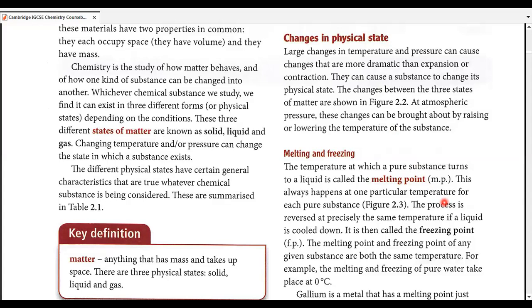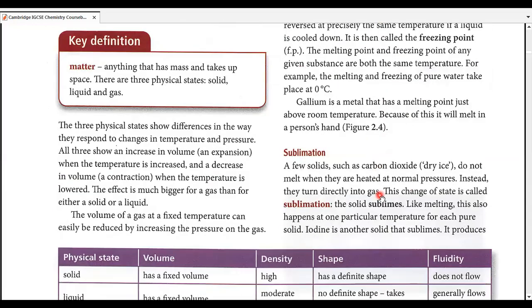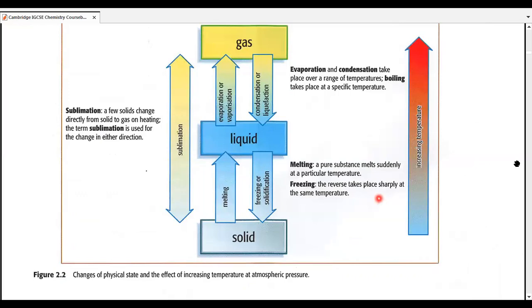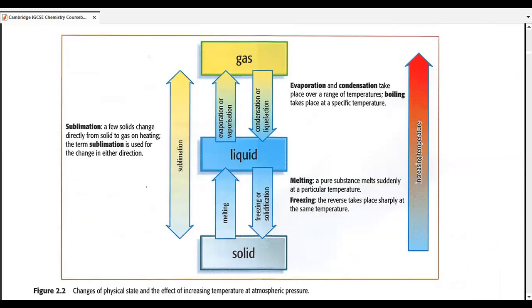So what we are going to do is that we are going to discuss all of these one by one, definition by definition. But before we do that, we have a diagram here in the book. Now, I hope this diagram is very clear in terms of arrows. Take a look at the bottom where the solid is written. Now, the solid can be simply converted into a liquid by the process of melting, in which we usually heat a solid, and the solid melts and is converted into a liquid.